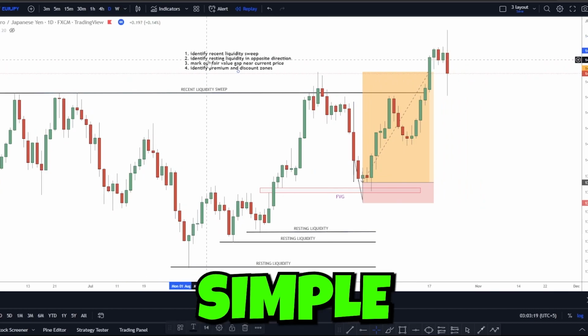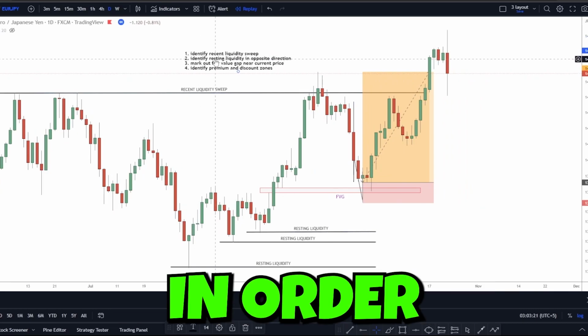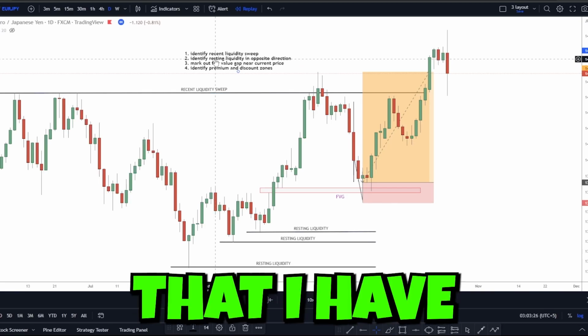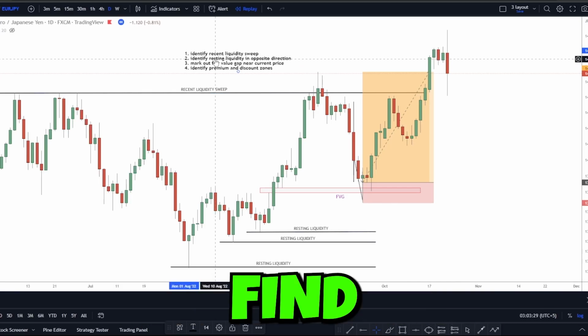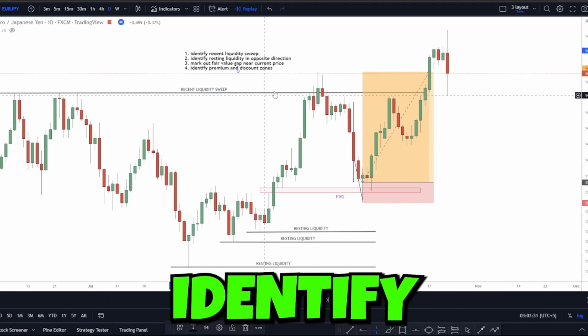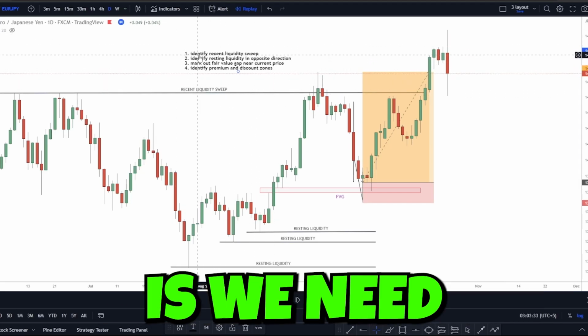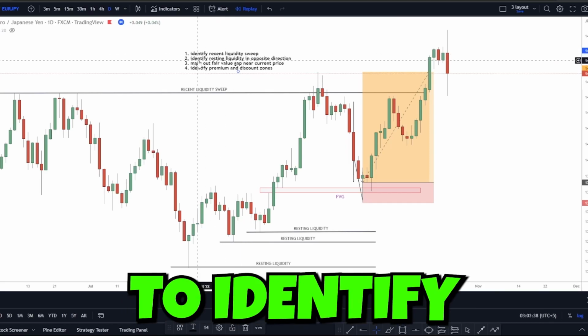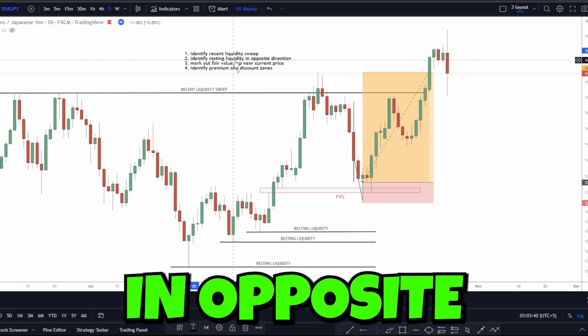So here are the simple 4 rules that we need to follow in order to find the daily bias, and you can use one of my trading strategies that I have shared on my channel to find the trade opportunity after you identify these 4 rules. The first rule is we need to identify the recent liquidity sweep area. The second rule is we need to identify resting liquidity in the opposite direction.